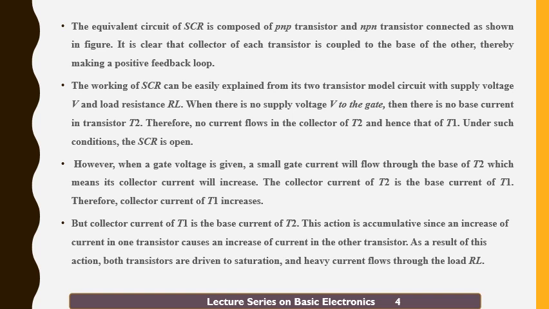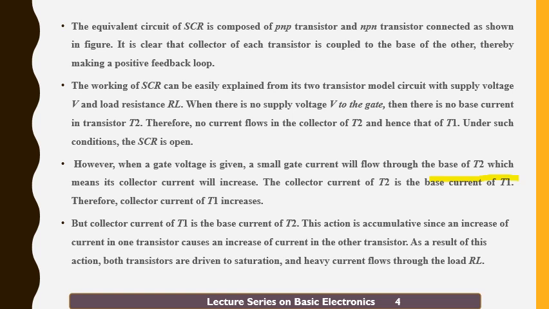So when the supply voltage is equal to 0, the SCR is said to be in the off or open state. When the gate voltage is given, a small gate current will flow through the base of the transistor T2, which means its collector current will increase. The collector current of T2 is the base current of T1. So the collector current of T1 also increases, because this current will drive the transistor T1 into saturation.